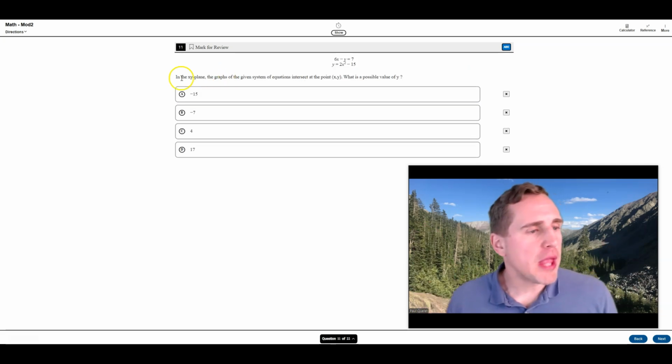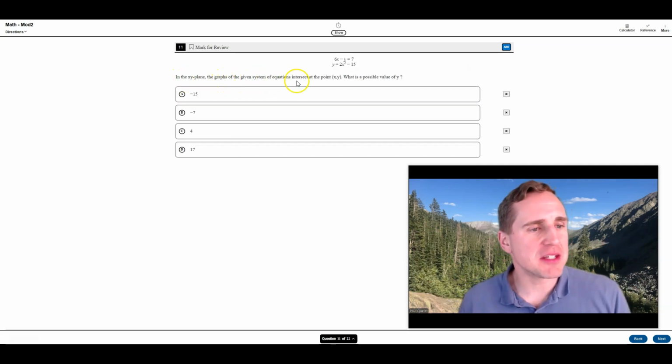We will move on. Okay, in the xy plane, the graphs of the given system of equations intersect at the point (x, y). What is a possible value of y? We could actually first say, since y is 2x² − 15, we could insert that in there and then solve. So let's try that using algebra first.